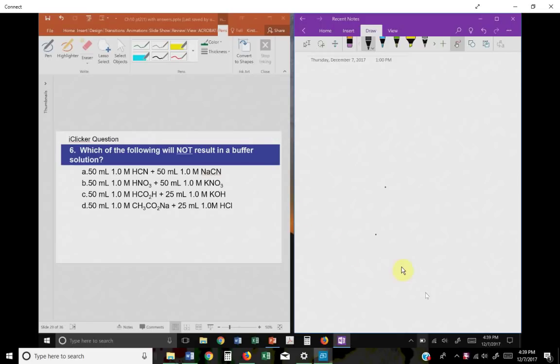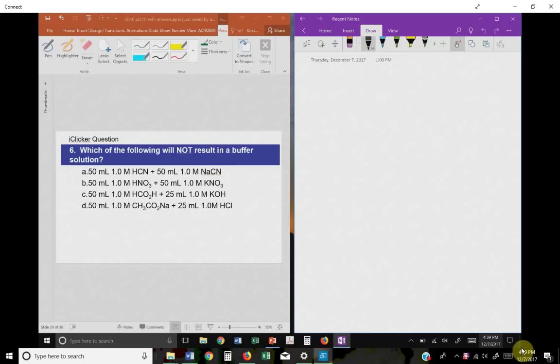Hi students, I am going to go over this problem again with you and also finish up the PowerPoint on acids and bases and go over the bicarbonate buffer system in the body.